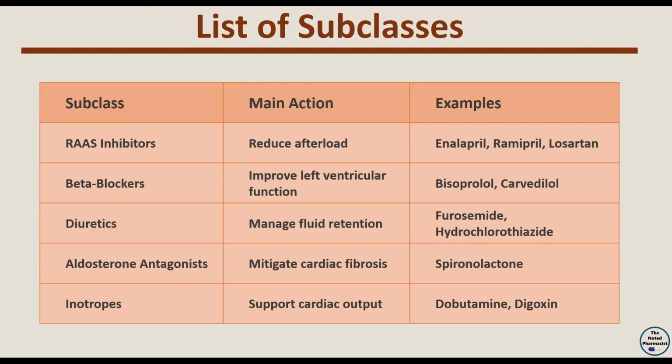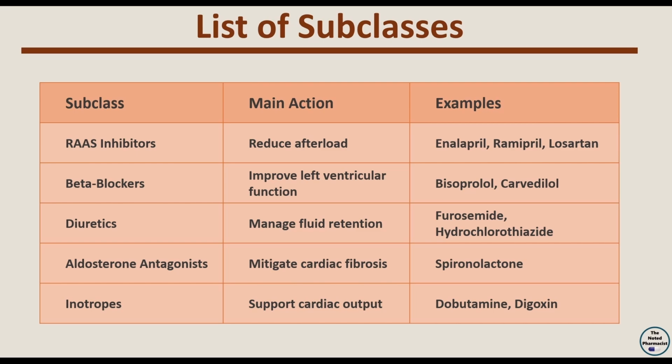List of subclasses of drugs used for heart failure. RAS inhibitors include angiotensin-converting enzyme, ACE, inhibitors like enalapril and ramipril, and angiotensin receptor blockers, ARBs, like losartan and valsartan. These drugs reduce afterload and slow disease progression.